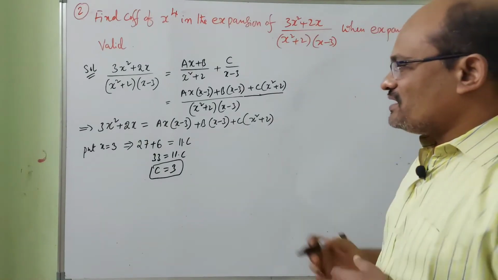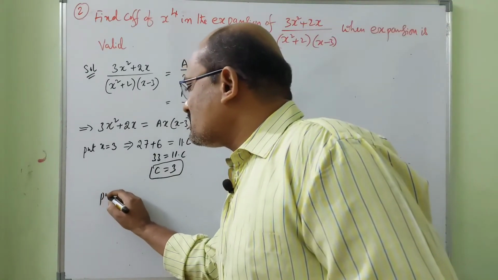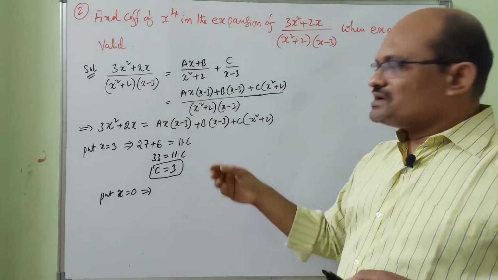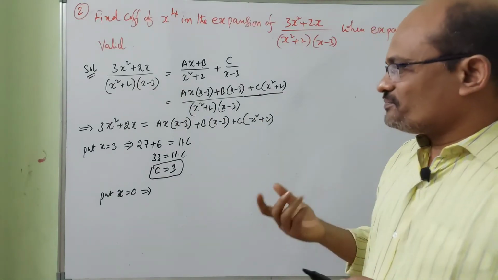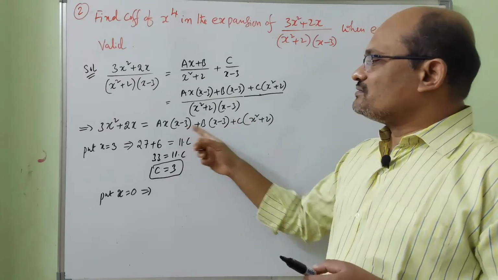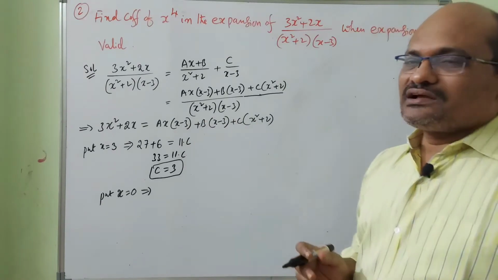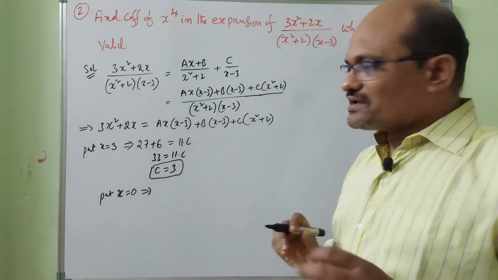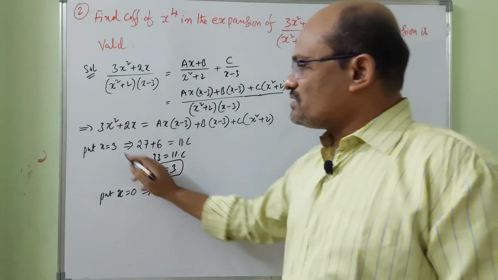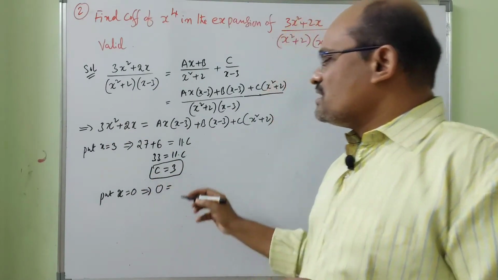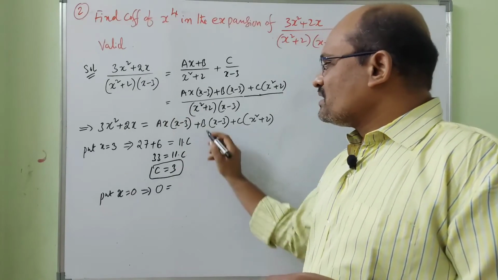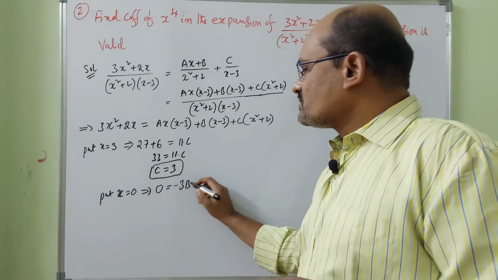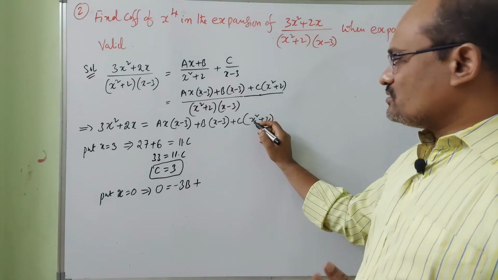Now to find a and b, I use another substitution, put x equal to 0. Why? Because I don't have any other linear factors. So for getting another value in a and b, I am using x equal to 0. If I put 0, I will get b. That is the secret here. Put x equal to 0 on both sides. What you get? 0 on the LHS. If you put 0, this term becomes 0, leave it. Put 0 here, you will get minus 3b, plus put 0 here, you will get 2c.